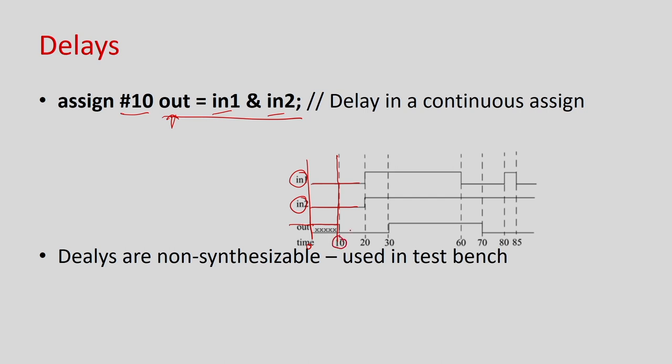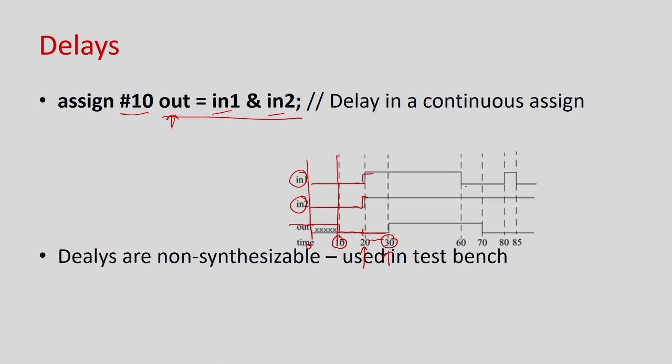After 10 units of time, this value becomes 0, right? Although they both are 0 here, it will reflect after 10 units of time. Now say at this point both become 1, but still my output is 0; it will be updated after 10 units of time. So in1 and in2 become 1 at the 20th unit of time, and output will become 1 at the 30th unit of time, okay? So this is how this goes.